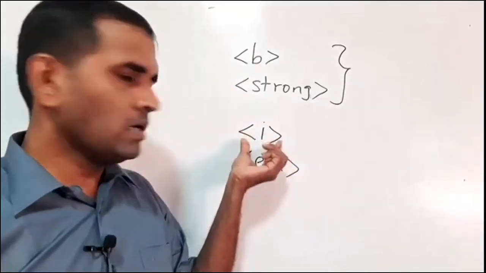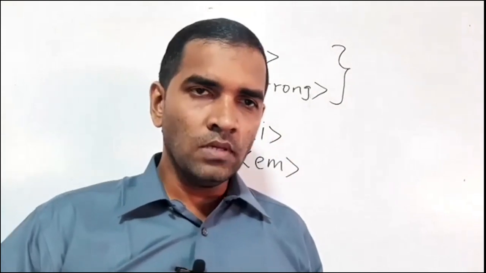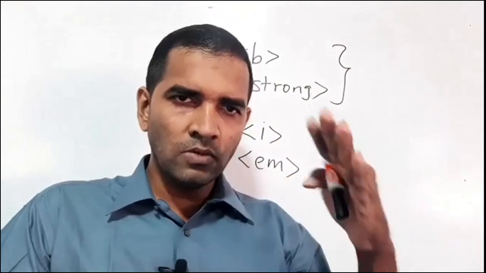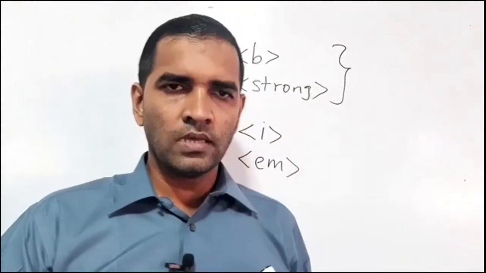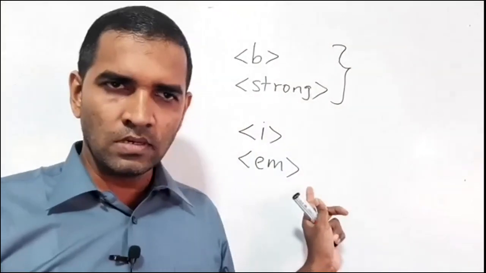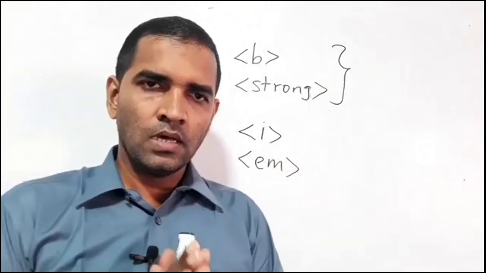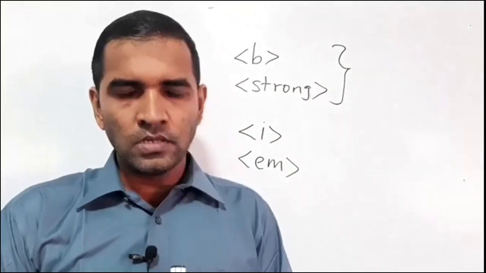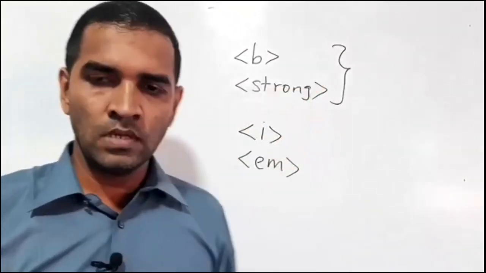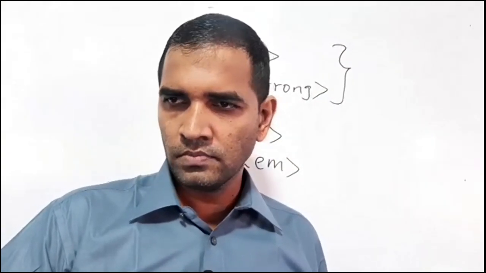When it comes to I and EM, they also seem to be the same. They can show text in italics, which means it slants. But at the same time, they have their own differences. We can differentiate I and EM at a particular point, but visually, they show italics. Let me explain these two first, maybe with the help of a small piece of code.